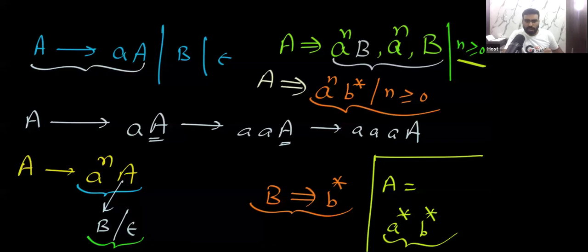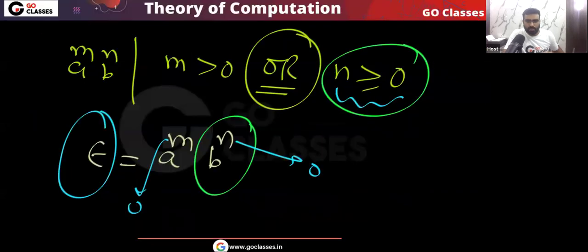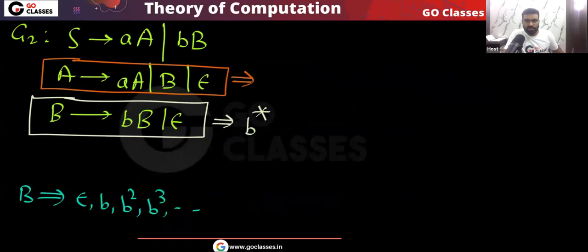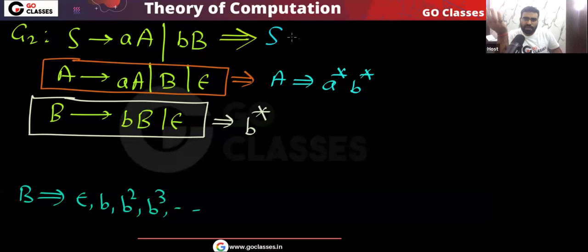Understood? Now let's come back to the question. We have already seen what this A will give you. Now let's see the next. So finally, what A will give you, we have seen this will give you A star B star. Now you tell me what S will give you. Because the language is what the start variable will generate. Yes or no? Whatever strings the start variable will generate, that is your language. So tell me what the start variable will generate.